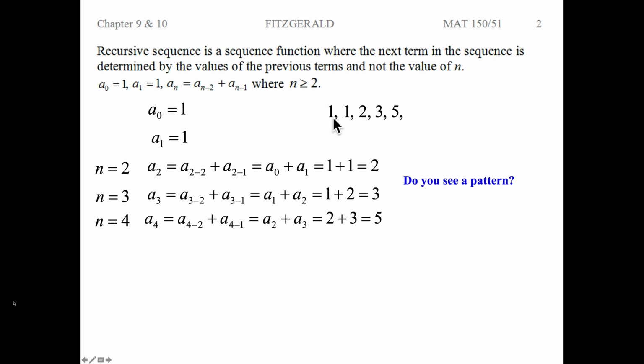That's my pattern. Here's how it started. 1 and 1 added up to be 2. Then 1 plus 2 became the 3. 2 plus 3 became the 5. If you see that pattern, then keep using it. 3 plus 5 is 8. 5 plus 8 is 13. 8 plus 13 is going to be 21. 13 plus 21, and so on and so on and so forth. That's what we call a recursive sequence. The next term depends on two or more of previous terms.